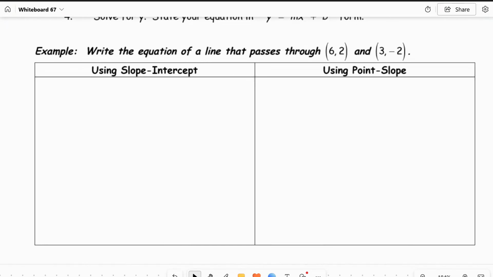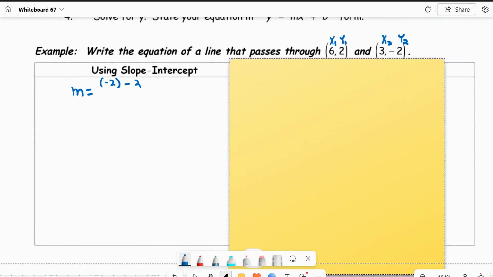An example problem would be: write an equation of a line that passes through the following points. Using slope-intercept form, we're going to first find the slope. M equals, with x1 and y1, x2 and y2. So I've got m equals y2, which is negative 2, minus y1, which is 2.